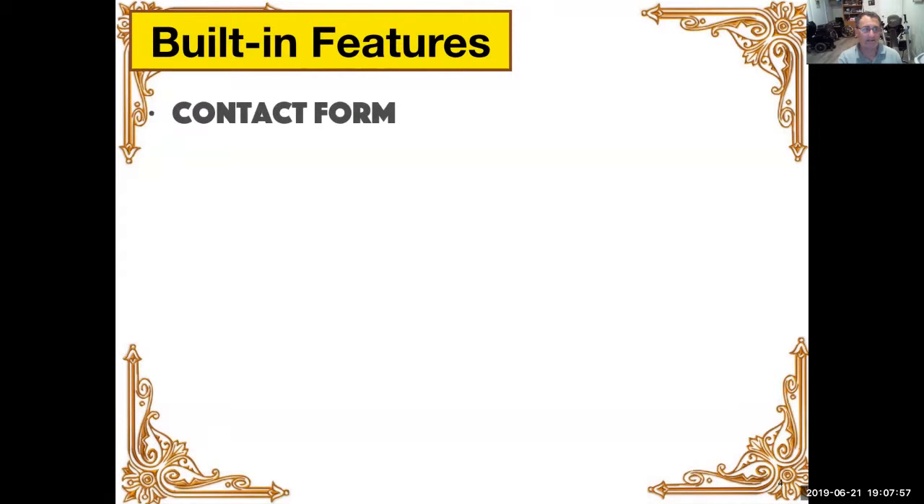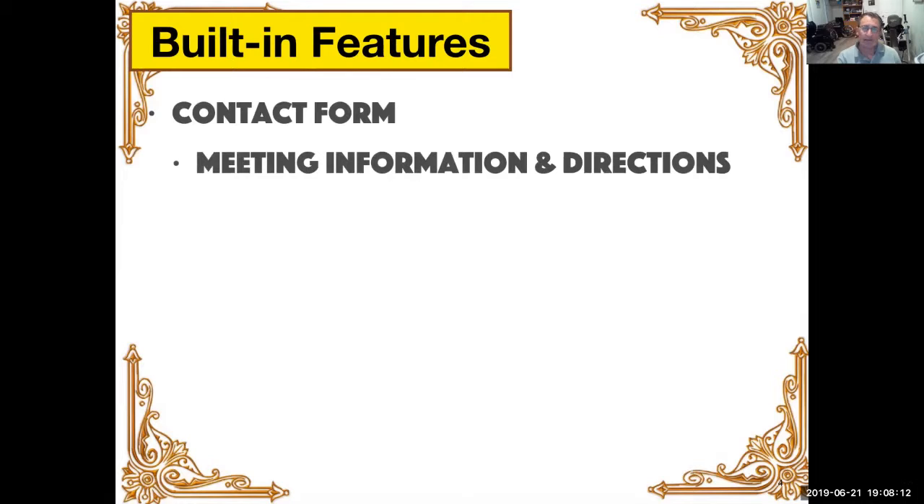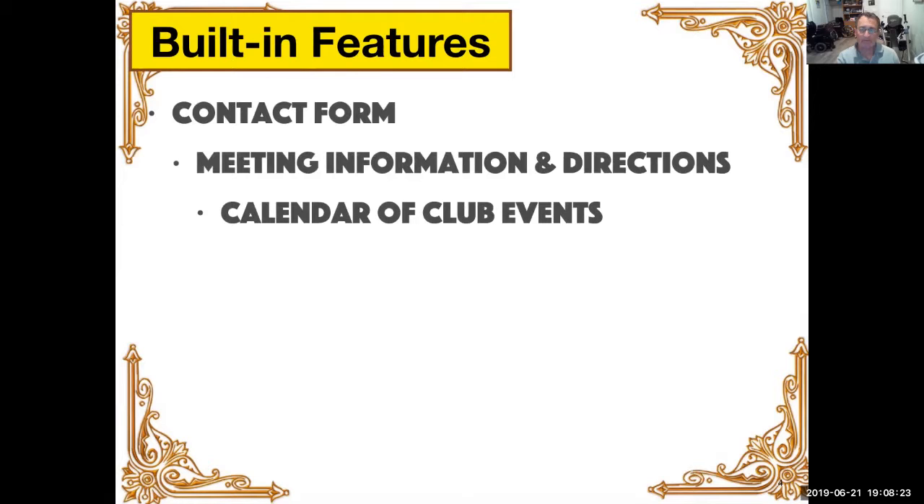It has a contact form where people who are new to the website can contact whoever you designate as the recipient of the contact form. All of your meeting information and directions, including a Google map, can be embedded into the meeting information and directions page. It has a calendar of club events. Not only will all of your meetings be on the calendar, but you could also insert special events such as an open house or other type of special event that you might want somebody to see.